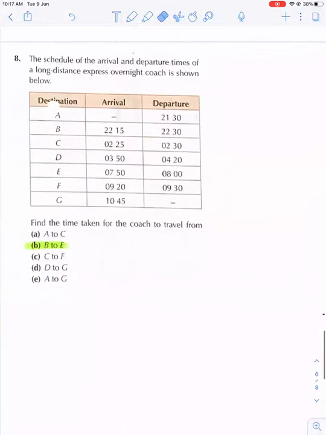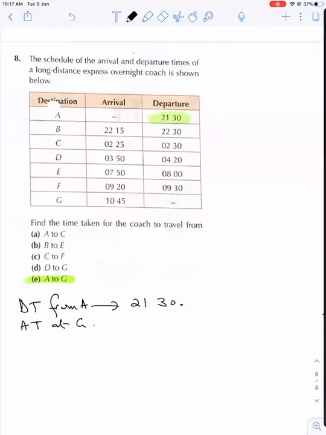Okay, now we do the last part, A to G. The departure from A we will take as 21:30. Right now we're doing this question, the B part. Departure from A, we're going to take it as 21:30. Okay, arrival time at G. Notice the arrival time at G is 10:45. You'll take it to be 10:45.